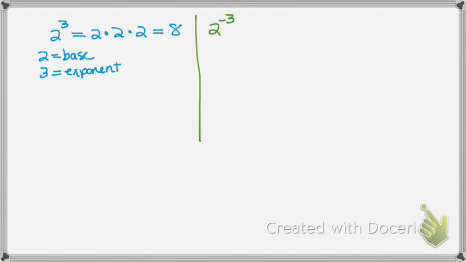Well, if you have a base of 2, but now an exponent of negative 3, it means divide by 2, 3 times. The fraction bar means divide, and you divide by it 3 times. So it means divide by 2 3 times. And it ends up being 1 over 8.